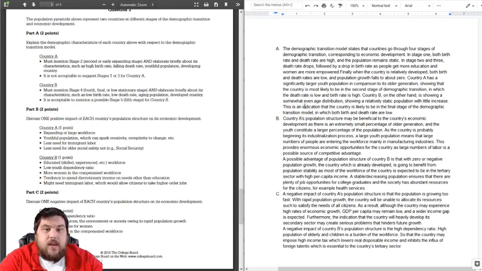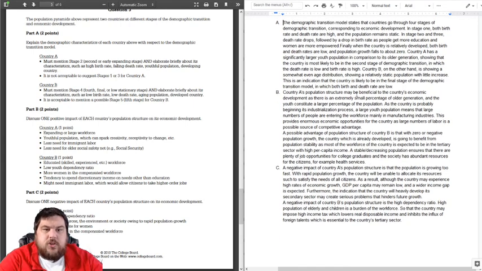Country B, on the other hand, is showing somewhat even age distribution, showing a relatively static population with little increase. This is an indication that the country is likely to be in the final stage of the demographic transition model, in which both birth and death rate are low. So, final stage, birth and death rate are low. So if you look here, they mentioned the stages, and they elaborated.